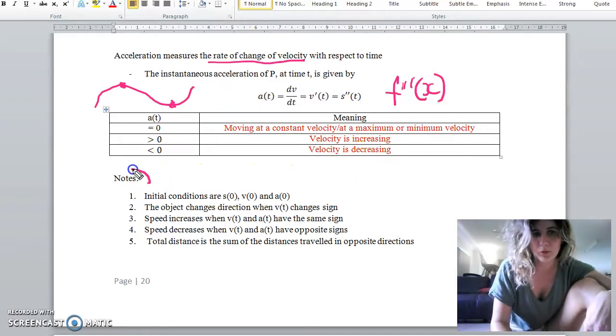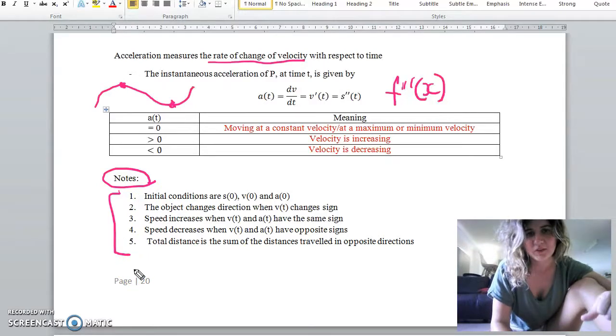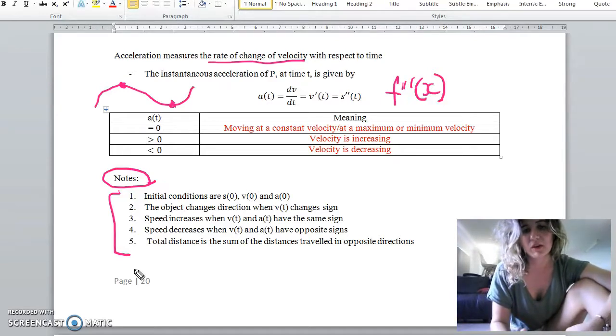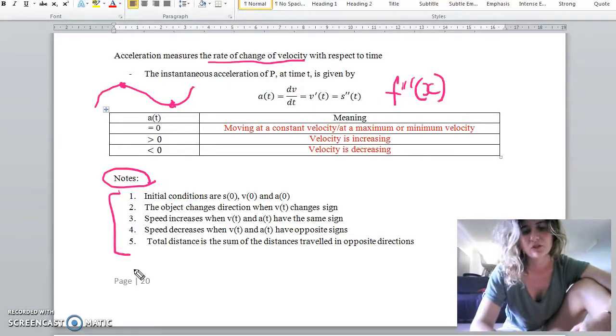Here are some important notes that you need. For this test, you're going to have a cheat sheet, so I would recommend having these in there. Your initial conditions are always where time is equal to 0, so s of 0, v of 0, a of 0. Your object changes direction when your velocity changes sign. Your speed increases when velocity and acceleration have the same sign. Your speed decreases when velocity and acceleration have opposite signs. And the total distance is the sum of all the distances that you've travelled in each direction.